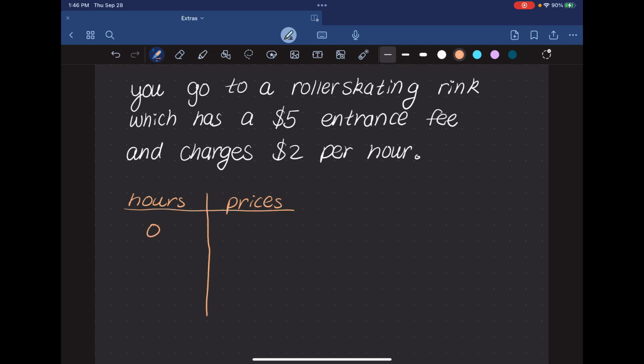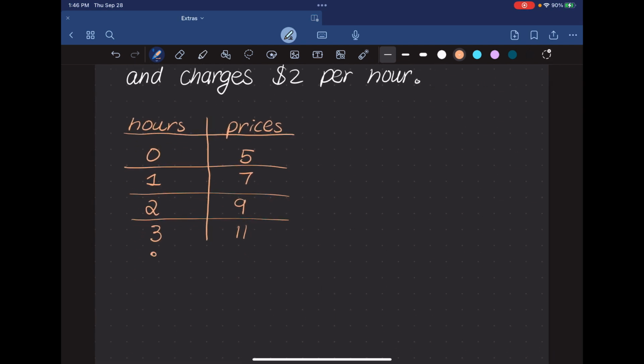So after no hours, just entering in the door, there's a $5 entrance fee. If I spend 1 hour there, they're going to add $2. So then I'm paying $7. If I spend 2 hours there, I'm paying $9. 3 hours, I'm paying $11. And we could keep going with this table, right? And I could keep listing these out.